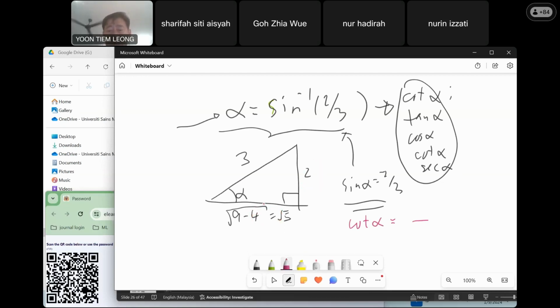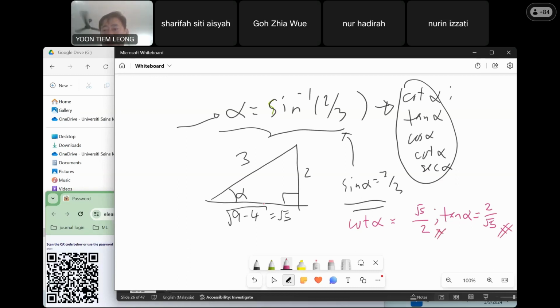So it should be then square root of 5 divided by 2. That is the definition of cotangent. Tangent is defined to be the ratio of the opposite divided by the adjacent. So that is the definition of tangent alpha. Therefore, we can then obtain the expression of cotangent and tangent.